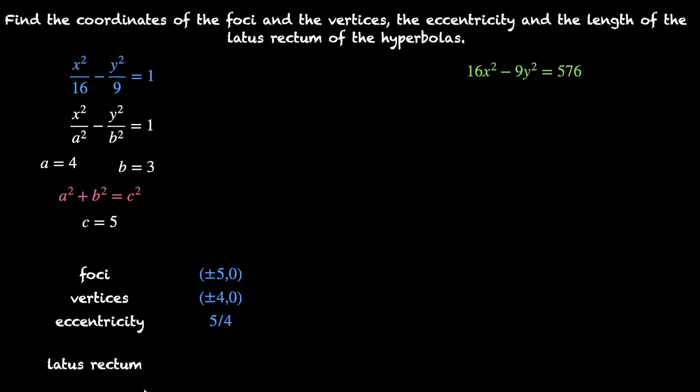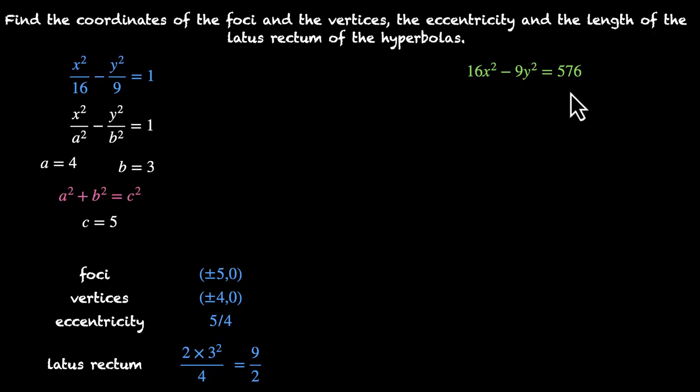What about the latus rectum? That's equal to 2b square by a. So that's 2 times 3 square by 4. Cancelling 2 out, that's 9 by 2. So these are the things that we needed for this hyperbola. Let's move to the next one. 16x square minus 9y square equals 576.